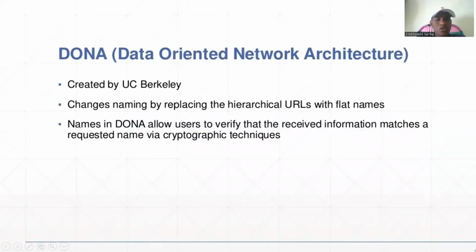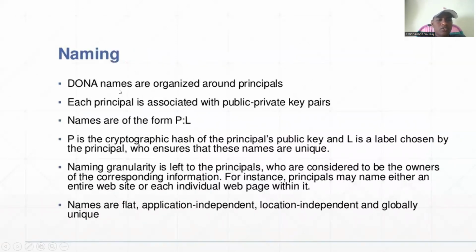DONA, Data Oriented Network Architecture, created by UC Berkeley, changes naming by replacing the hierarchical URLs with flat names. Names in DONA allow users to verify that the received information matches a requested name via cryptographic techniques. Naming. DONA names are organized around principals. Each principal is associated with a public-private key pair.